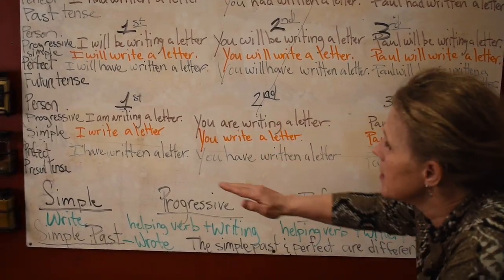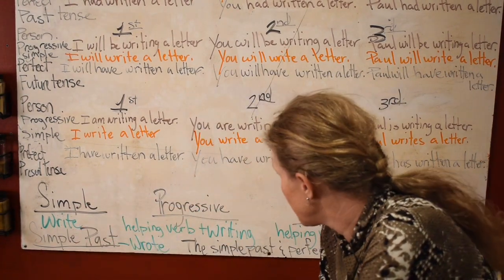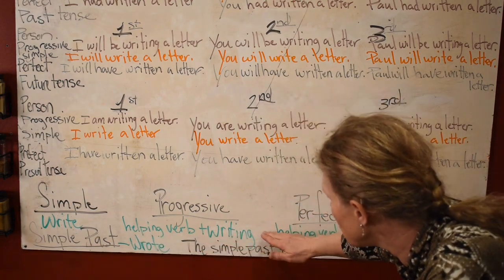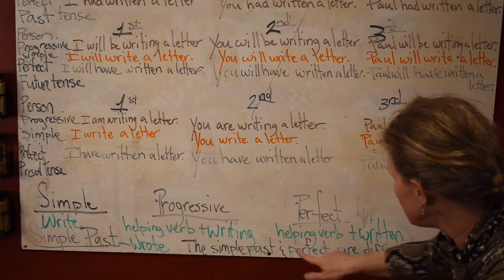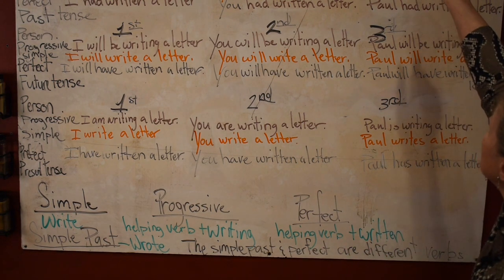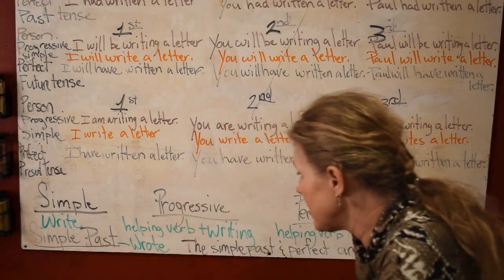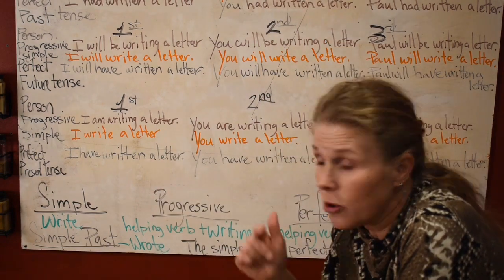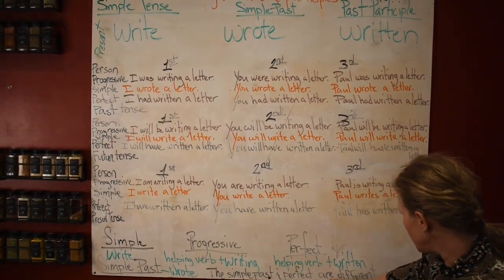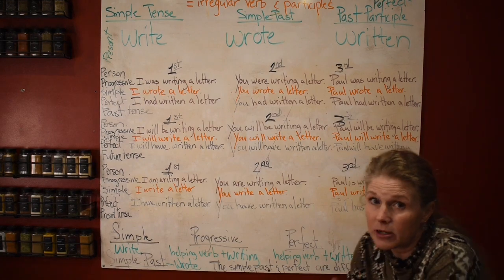Remember with this one, simple tense, you use the word write. The progressive tense, you use the helping verb plus the word writing. The perfect tense, you use the helping verb plus written, your past participle. And then the simple past, you use the word wrote, which is your simple past. The simple past and the perfect past are different verbs in this one.